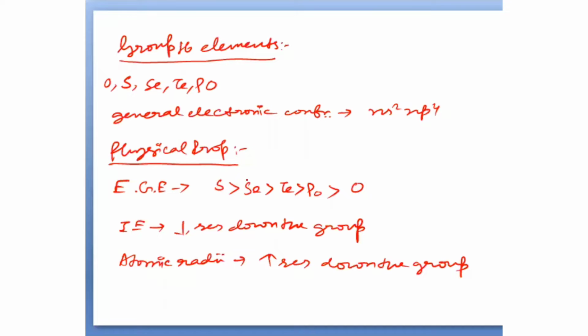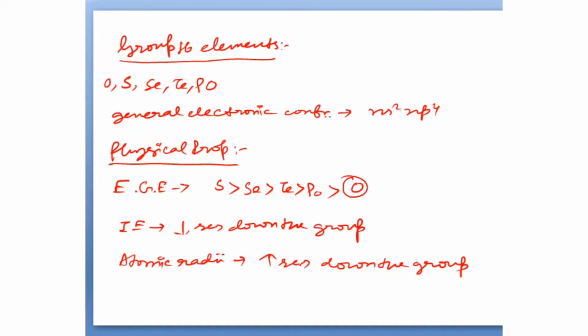So as you can see, there is an exception. The electron gain enthalpy always decreases down the group, but here oxygen has the least electron gain enthalpy in this group, and the rest of the elements present in this group have the same trend, that is, electron gain enthalpy decreases down the group. But the exception is oxygen, that is, it has the least electron gain enthalpy in this group. Now, ionization enthalpy, with no exception, decreases down the group.